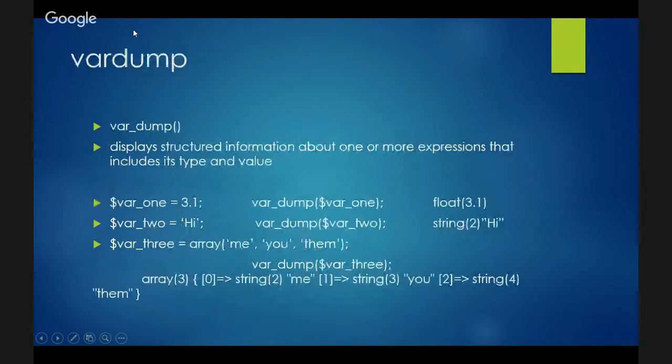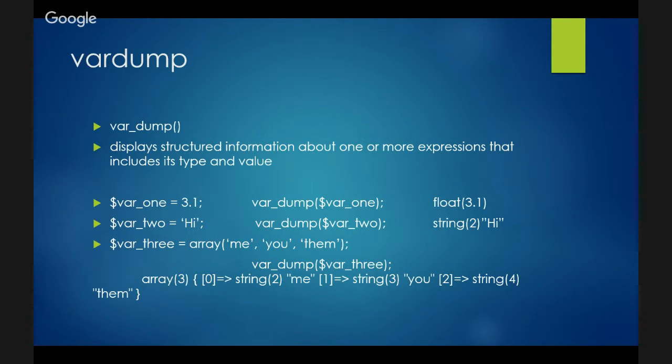So the next is var_dump, and it's similar to print_r. It is another function that prints information about a variable to the screen, but its output looks slightly different. So it's written as var_dump, and then the variable again is written inside the parentheses. And this time the results will display structured information that includes the type and the value. So that's a little different than print_r.